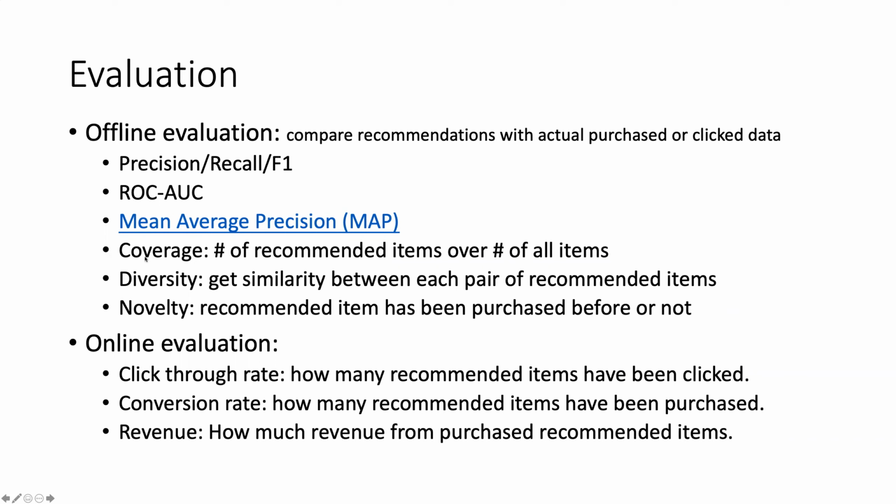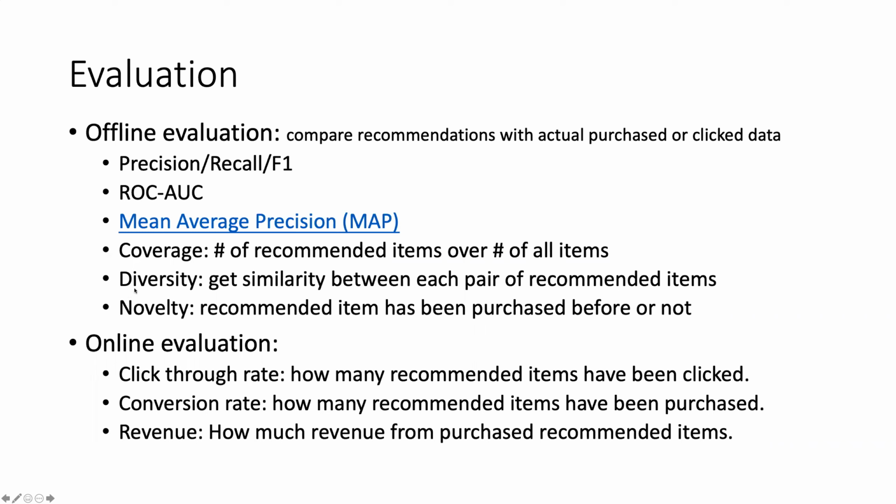Another thing is called coverage. So this is very straightforward. Coverage means your recommendations over the total number of items. If you only recommend 100 unique items, but there are, let's say, 10,000 items in total, so your coverage is like 1%. So that's probably not a very good coverage.